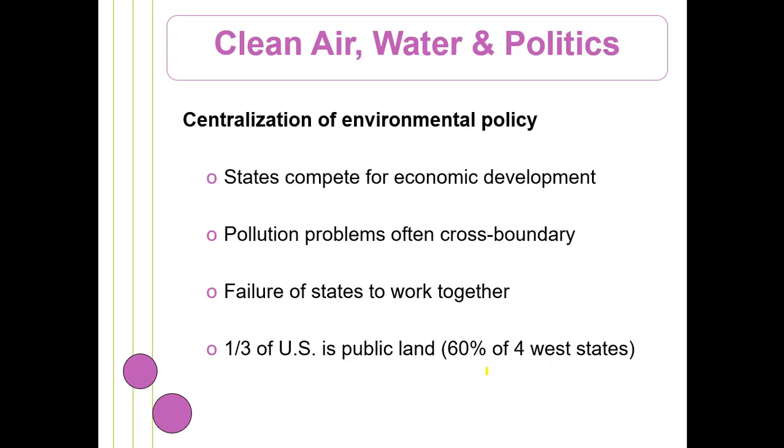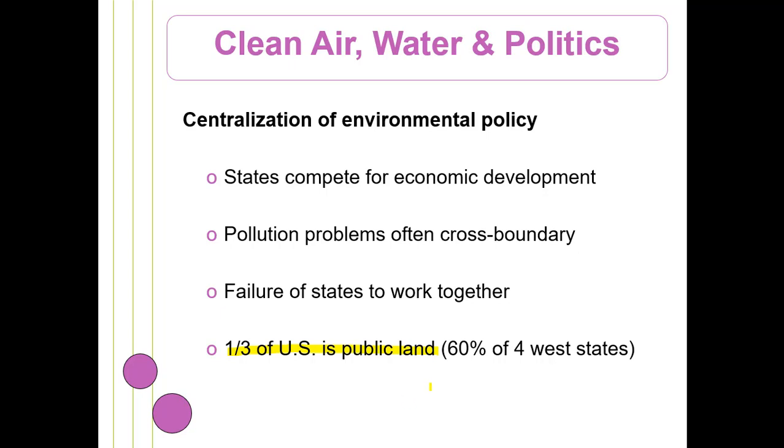So with this increasing centralization, we still have the states able to compete for economic development, but pollution problems, particularly with air and water, don't stop at the state borders. These are not just national, but global problems that we would talk about in another class as well. But the inability of states to work together on this makes it more difficult, and thus obviously requires a little bit more federal government involvement to centralize the environmental protections. We also see that one third of the United States is public land.